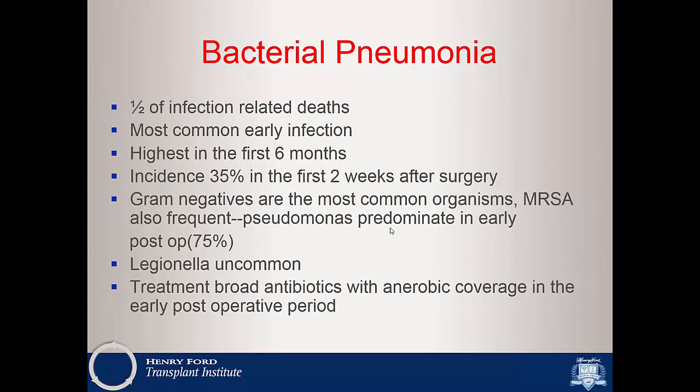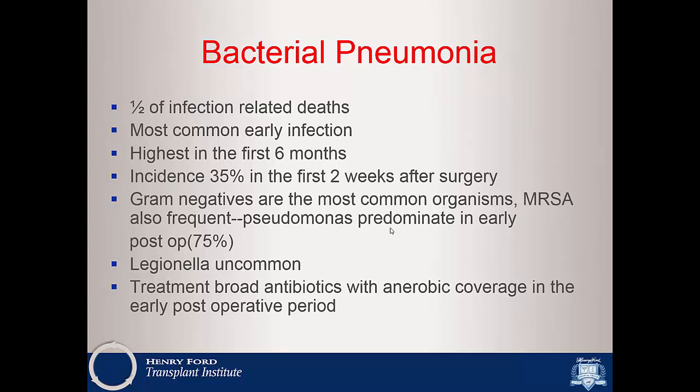If we think about the donors we have, they're all coming off of ventilators. Most of them have had aspiration events, and they're all coming out of the ICU. So what we see are gram negatives, particularly Pseudomonas, but also MRSA, and that will help us to guide what antibiotics we should use in the immediate postoperative period. So we always give something that's going to cover for Pseudomonas, and we always cover for MRSA in the immediate postoperative period. As it turns out, interestingly, Legionella is very, very uncommon, and we don't think about that as something that we routinely need to be prophylaxing for in our immediate postoperative period.